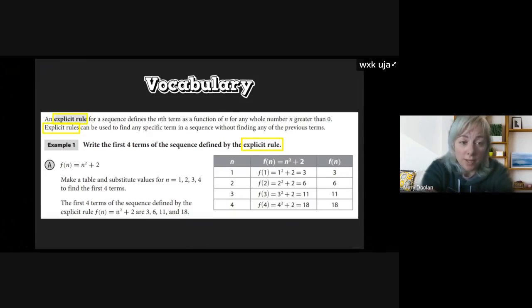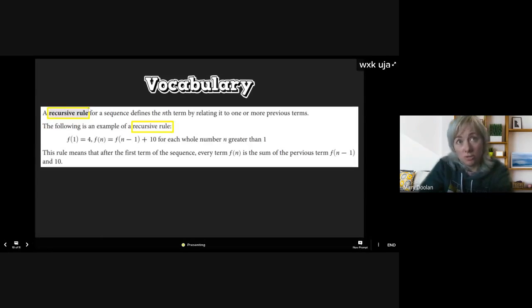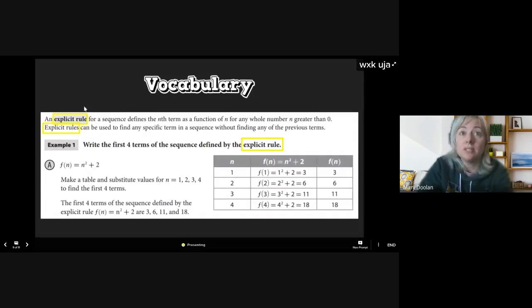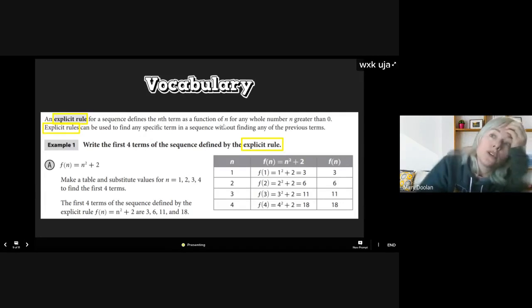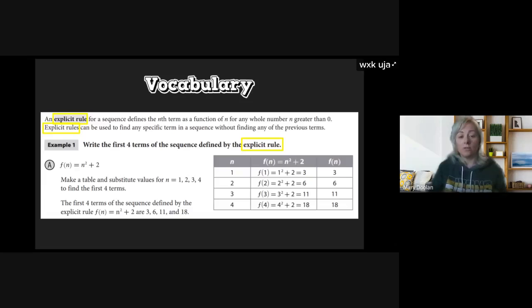But when we talk about sequences and the rules that define them, there's 2 types. So we have an explicit rule and we have a recursive rule. Okay, so an explicit rule is a sequence where the nth term is a function of n, for any whole number n greater than 0. You can find any term in the sequence that you want. You can find the 5th term, you can find the 100th term, you can find the 1st term. You don't have to rely on the previous term to find it.